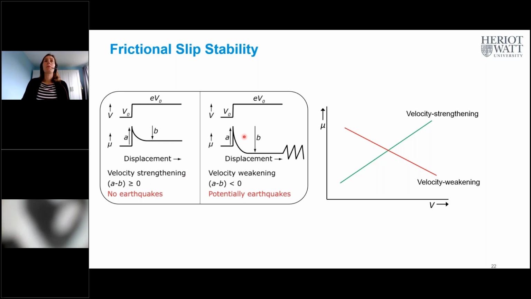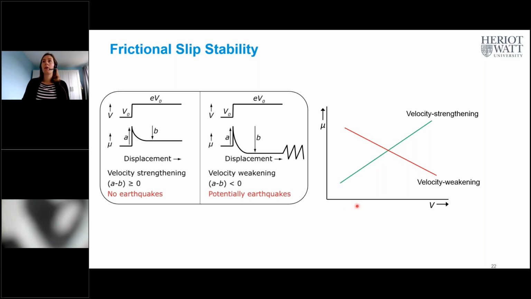There's also another type of behavior possible. So you see here that the increase in slip velocity is the same as in that case, but now the response of the material is different because the final friction coefficient is actually less than the initial one. So with an increase in slip velocity, the friction coefficient decreases. We call this velocity weakening behavior. The A minus B value in this case is negative, and this means that you could potentially get earthquakes.